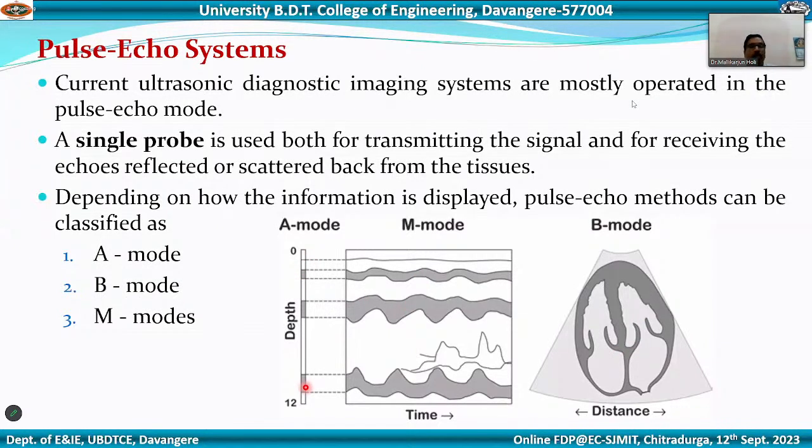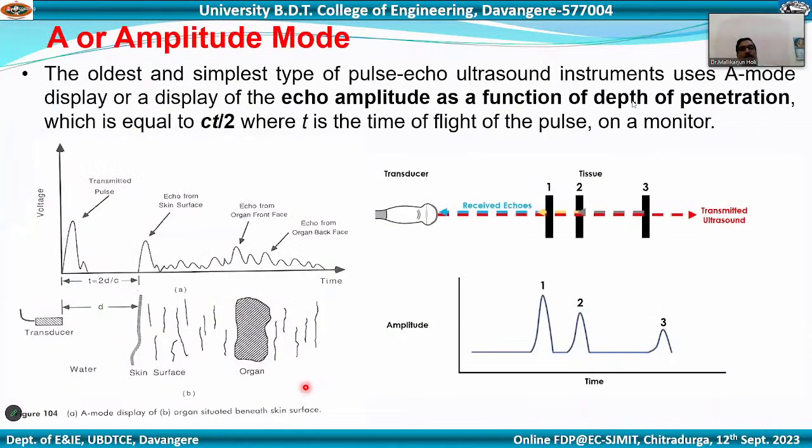Okay, so in that, A or amplitude mode: echo amplitude as a function of depth of penetration. So the echo amplitude provides a function of the depth of penetration, at what depth a tissue is present. That particular information I can get. This I already explained.